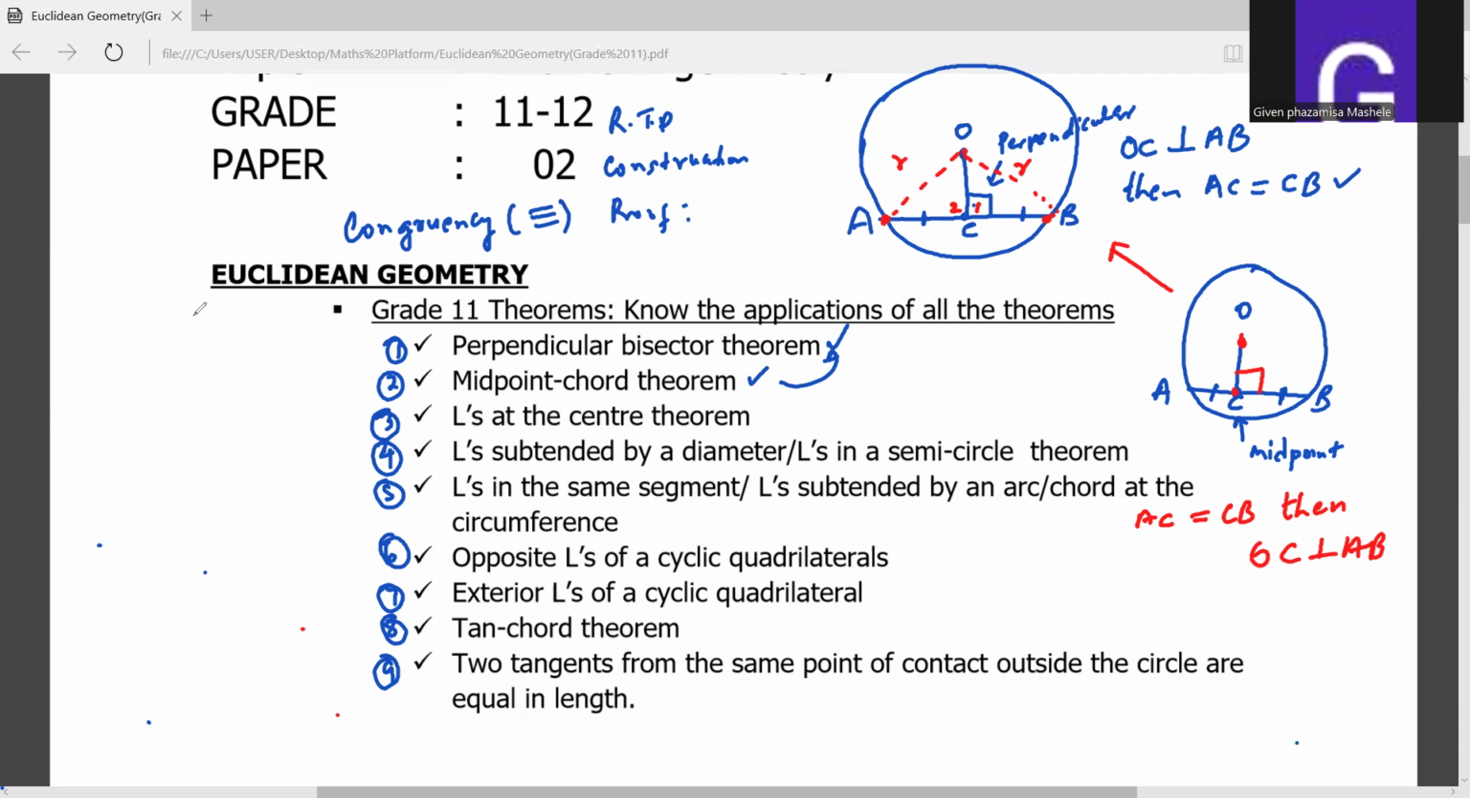So let me draw the circle here. Here is our circle, guys. Remember, you must know the parts of the circle. We have an arc, which is the curved part of the circle, which is actually part of the circumference. We have a chord, we have a diameter, we have the radius. So these are the terminologies behind Euclidean geometry. You need to know them. I believe you know them.